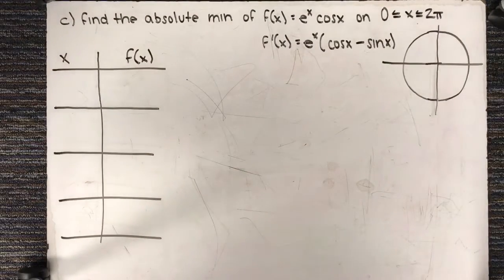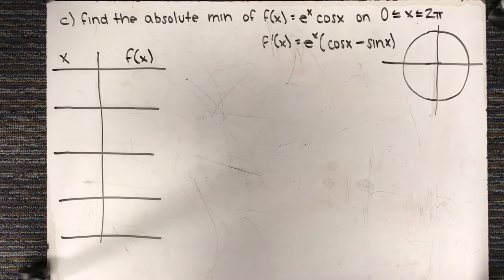So for number 5, part C on the AP Calc AB free response section this year, it asks us to find the absolute min of f of x on the interval 0 to 2 pi. Because it gives us that interval, we know we're going to be using the closed interval method, and basically we just need to find any x values that could potentially have the absolute min of f of x.